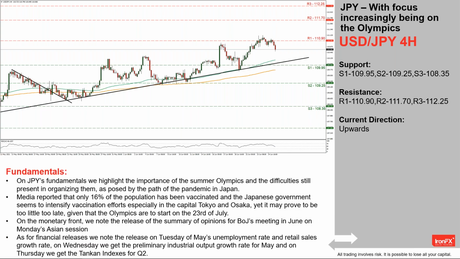Moving now to JPY's fundamentals, JPY seems to continue to lose ground against the USD for a 3rd consecutive week, despite USD's weakening. It should be noted that the Japanese currency also retreats against the common currency, yet not the pound. On JPY's fundamentals, we highlight the importance of the Summer Olympics and the difficulties still present in organizing them as posed by the path of the pandemic in Japan.